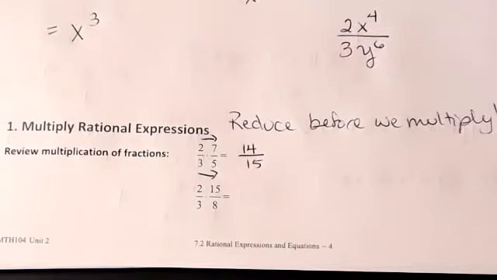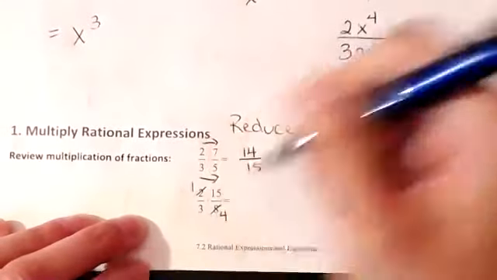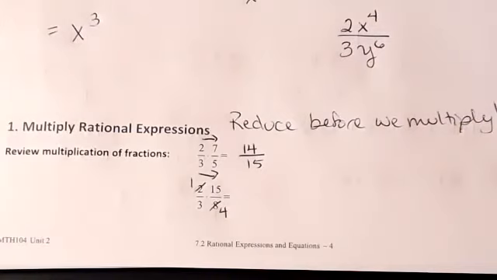For our second expression below, notice that we can actually reduce a lot. We have a 2 and an 8. So I'm going to simplify numerator with denominator. 2 becomes a 1, 8 becomes a 4, since I'm dividing out by 2.